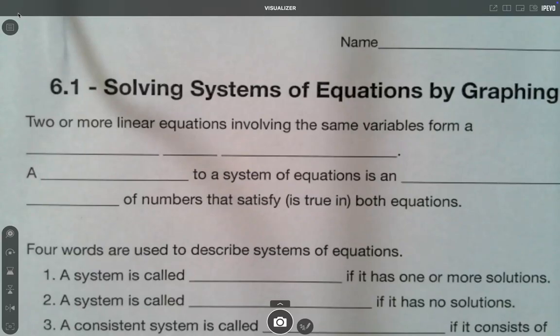Our focus in this chapter is going to be on solving systems of equations, but there's more than one way you can solve systems of equations. So in this first section, we're going to talk about how to solve systems of equations by graphing.